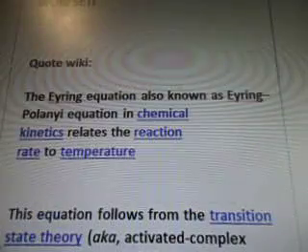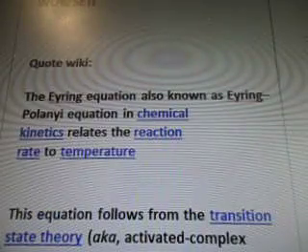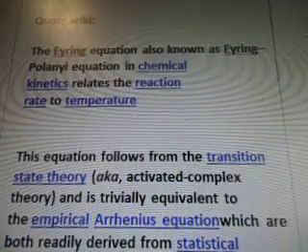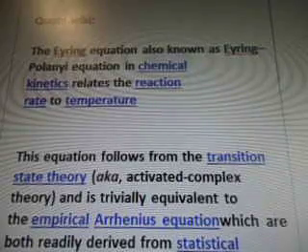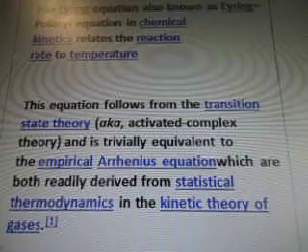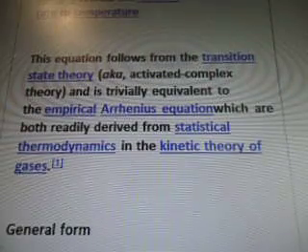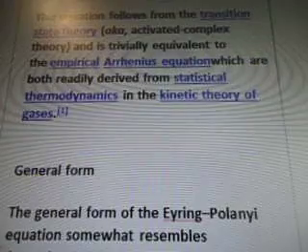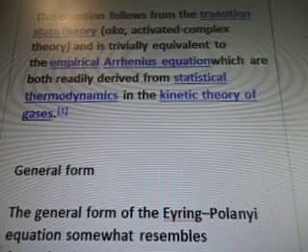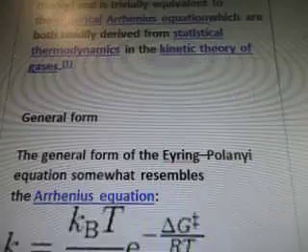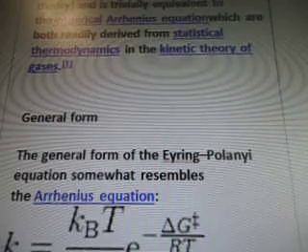So I'm going to quote from Wiki: the Eyring equation, also known as Eyring-Polanyi equation in chemical kinetics, relates the reaction rate to temperature. The equation follows from the transition state theory, activated complex theory, and is trivially equivalent to the empirical Arrhenius equation, which are both readily derived from statistical thermodynamics and the kinetic theory of gases.